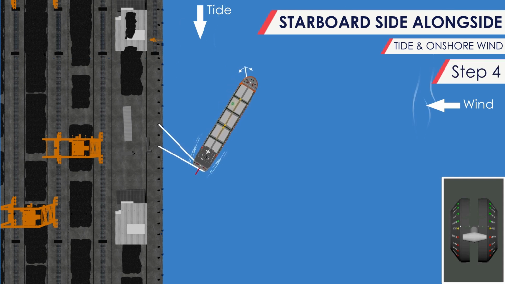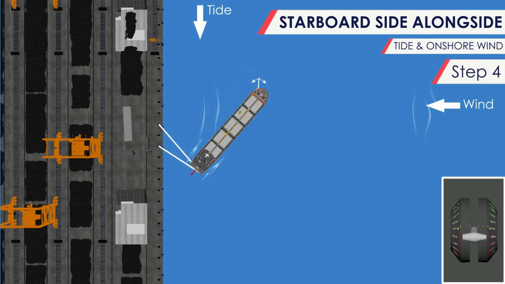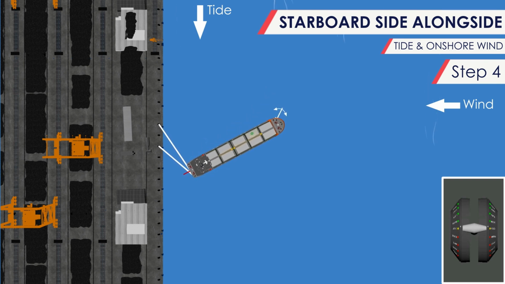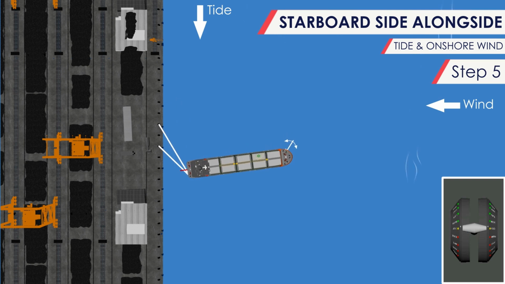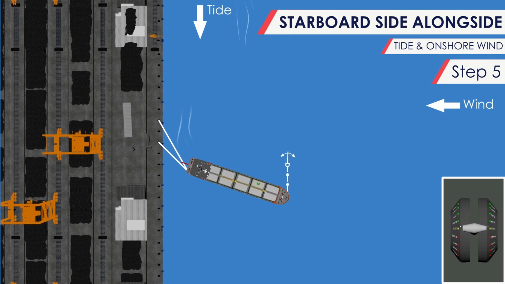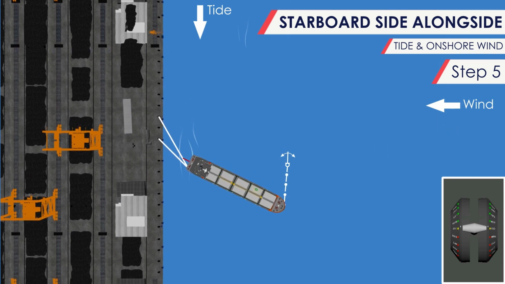Step 4. I will use the current to turn the bow to starboard while keeping the ropes tight. Step 5. When the center line of the ship is perpendicular to the berth, I will walk the port anchor down to control the rapid swing caused by tide and wind.